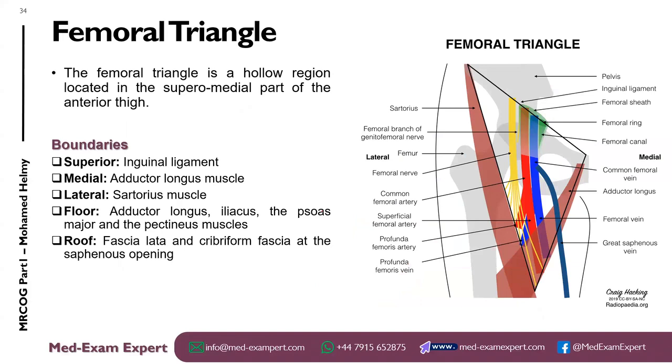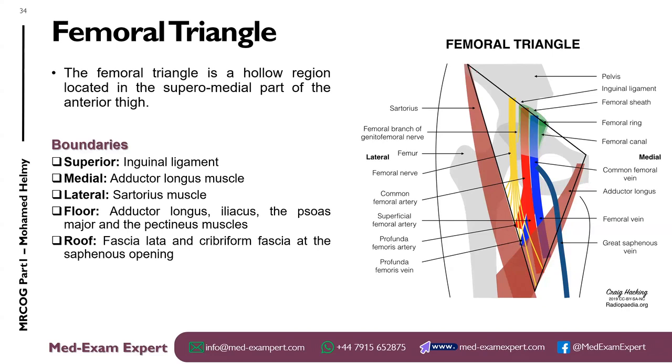Okay, so we said we have what we call the lacunar ligament, and it makes the medial boundary of the femoral ring and so on. So we have an anatomical landmark in the lower part of the abdomen, or we can make it more accurate. It's in the superior or the superomedial part of the anterior thigh. This is called the femoral triangle.